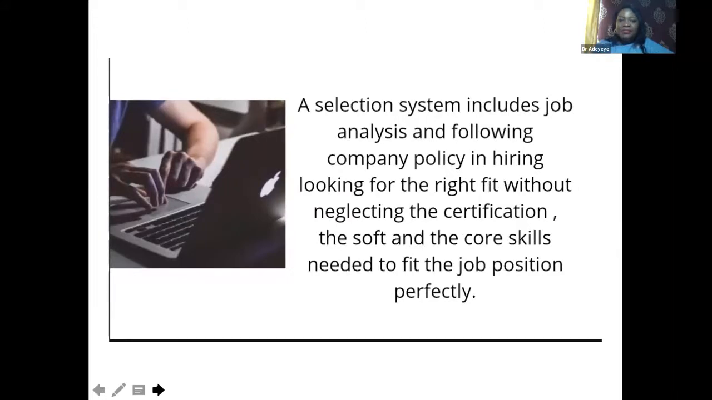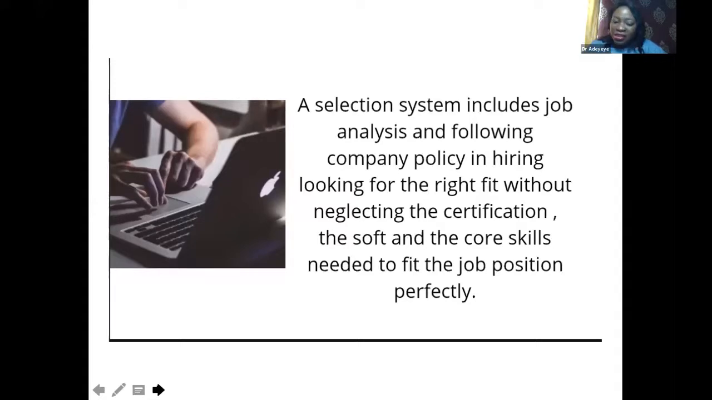All right. So we're talking about a selection system. A selection system includes job analysis. So I've said that before. You need to analyze what is the job that the person is going to do and what are the vacancies that need to be filled. Then following company policy in hiring, looking for the right fit without neglecting the certification. You understand? A selection system includes job analysis and following company policy. So don't forget, policy has come into it again.